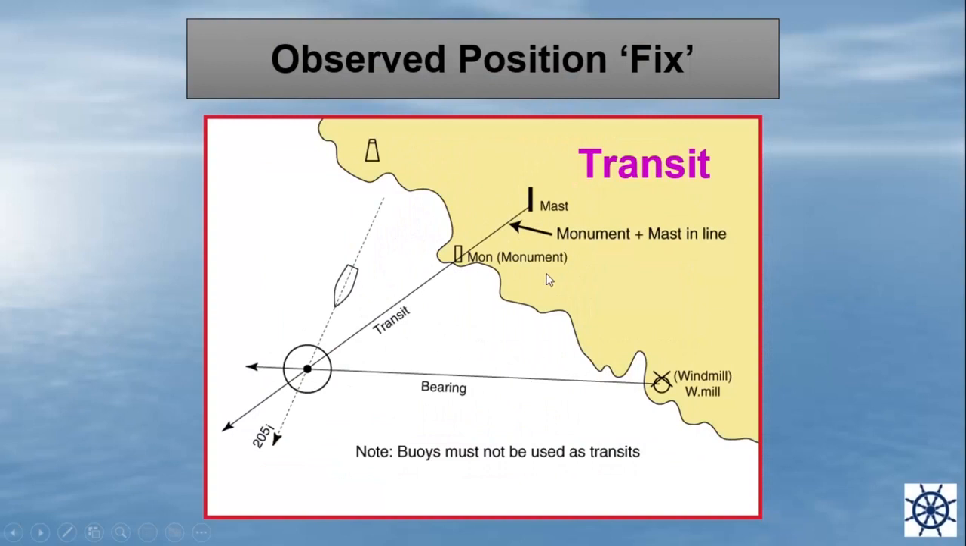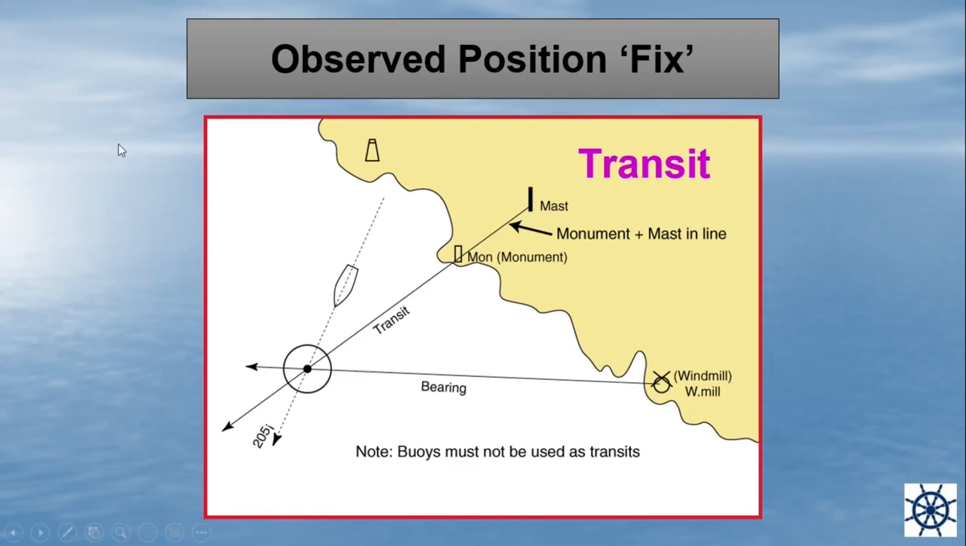Range. Okay, so transit. Buoys must not be used as transits, no? Hindi pwede yung buoys. Bakit? Because buoys are not fixed, no? They have only a chain underwater to keep them on that position. But sometimes, no, there are possibilities that the chain can be cut and it will drift, no? And also, no, maybe that buoy is already out of position. So better not to take buoys as reference.